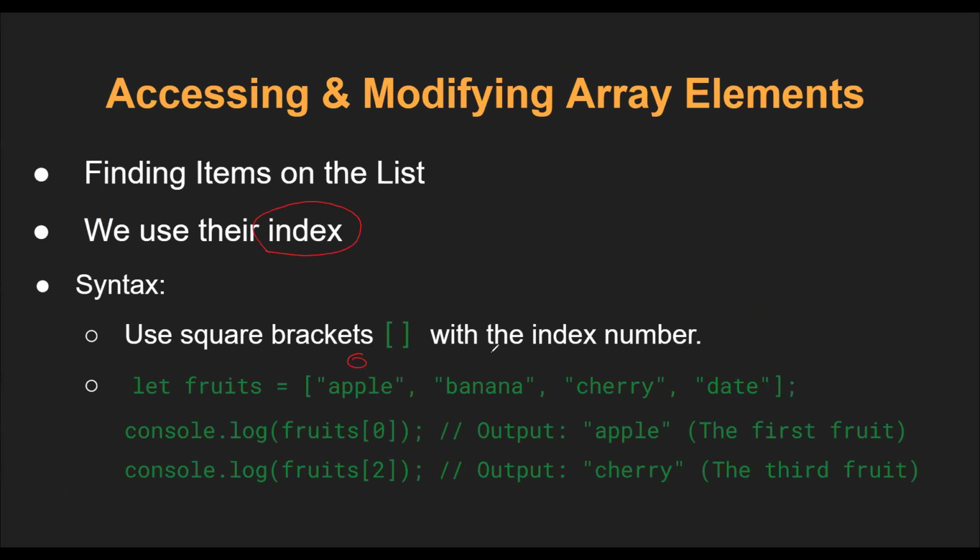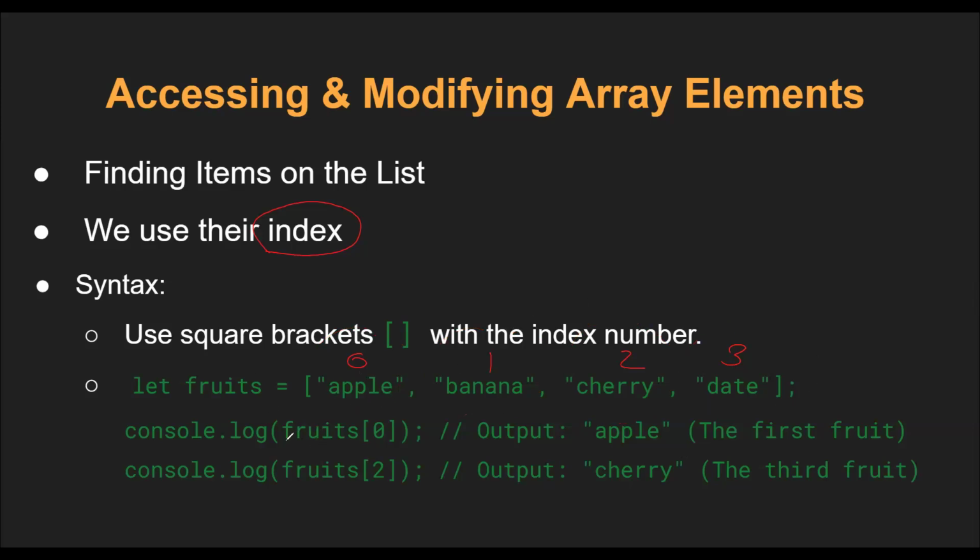So it's 0, 1, 2, 3. That's indexing. At the 0th index, we have apple. At the 1st index, we have banana. At index 2, we have cherry. And date at index 3. Correct.